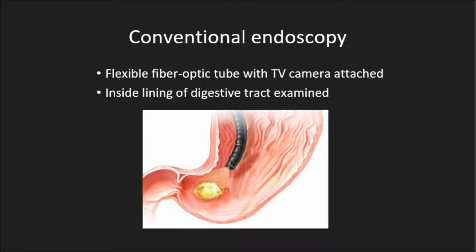Conventional endoscopy is a process where a long, flexible fiber optic tube is inserted into the body to observe images of internal organs for accurate diagnosis. The conventional endoscope can be passed through the mouth and into the esophagus, stomach, and duodenum for examination. Alternatively, it can be used to examine the rectum and lower colon, where the flexible fiber optic tube is passed through the anus.